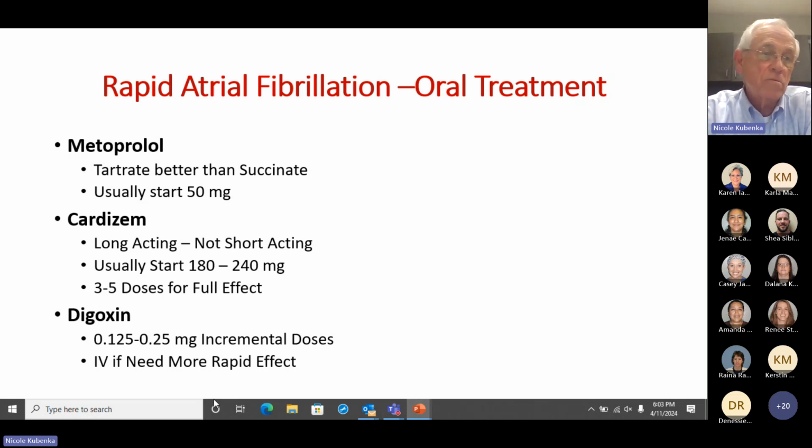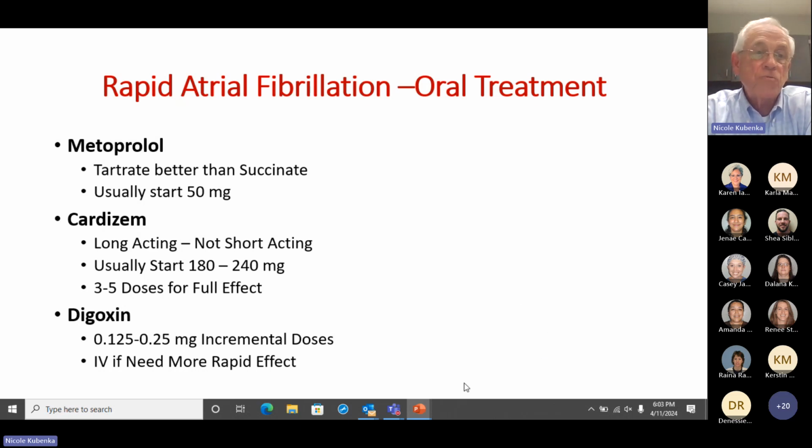The other thing, it's true for metoprolol, it's also true for Cardizem. You've got to get about 5 doses into people before you really get steady state. So don't be surprised if the first dose doesn't do very much. The second dose may not. You usually have to get to 3 to 5 doses before you start to see a result. That's why you can do it for people who are stable, but not for people who are going to crash before that.